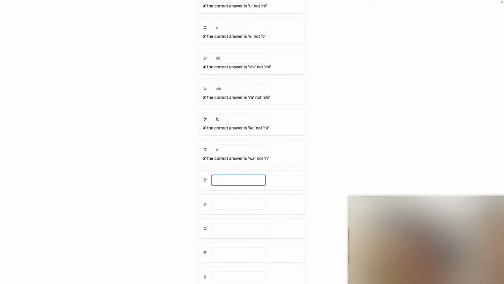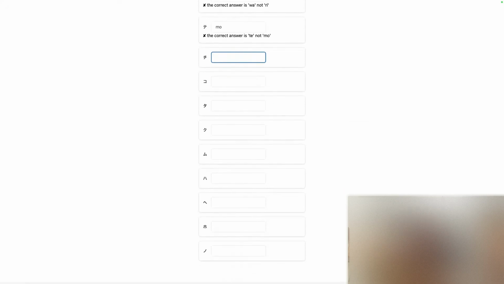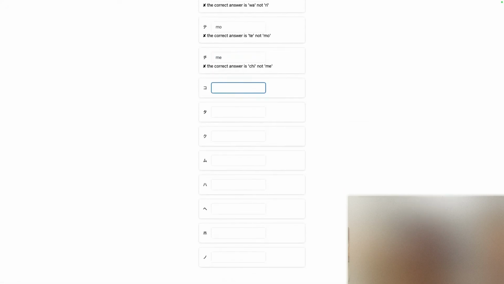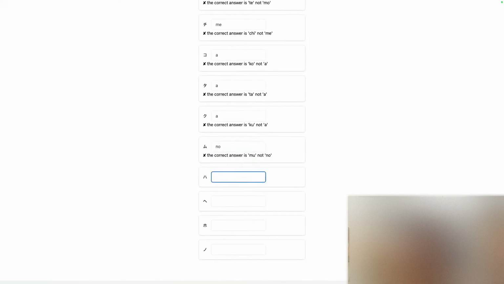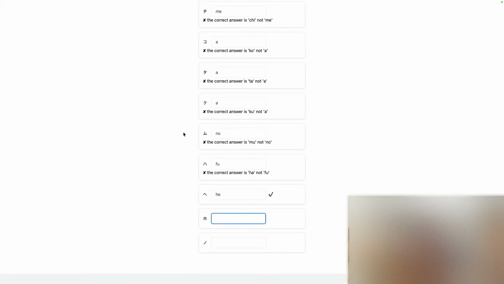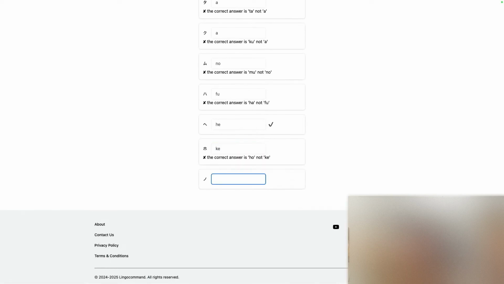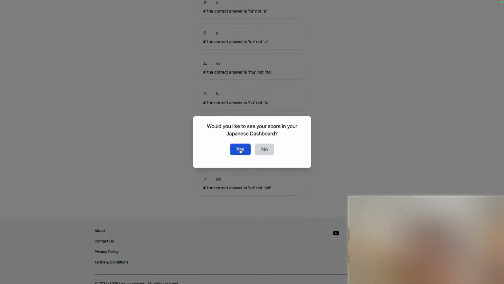Wow, this is good though, right? Because you want to get a baseline. You want to see what level you're currently at. Honestly, I'm just going to put A when I have no idea. I know this one. This is E. There we go. So okay, 24%. Let's save the result.